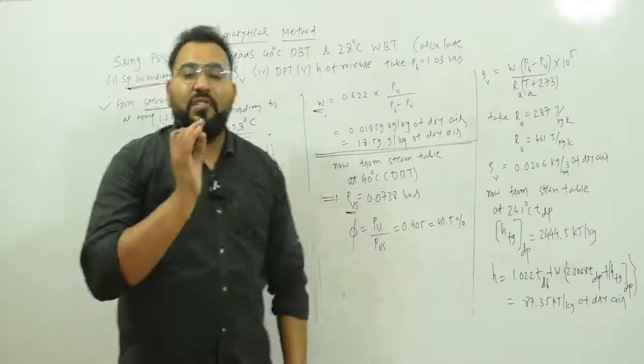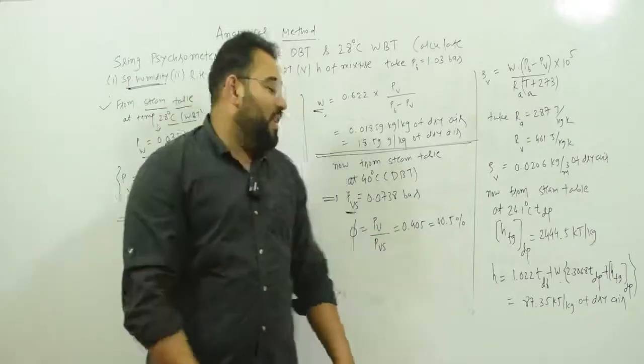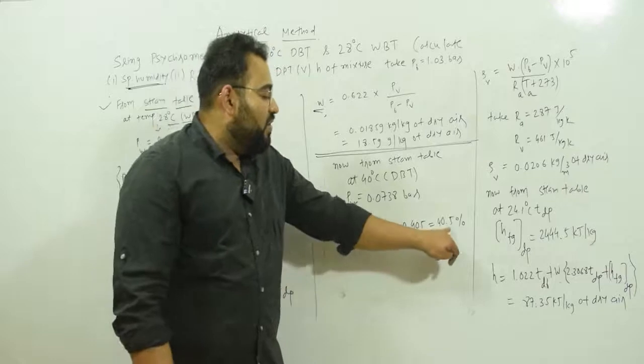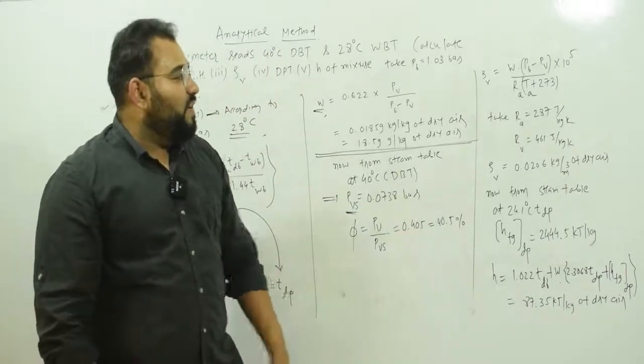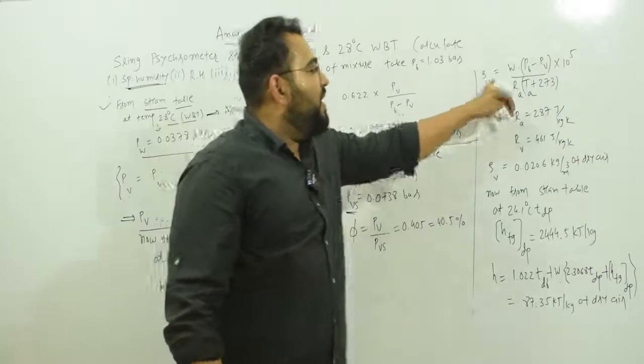But always remember, the answer of relative humidity is always in percentage. So convert it into a percentage value, which will be 40.5%. Okay, so this is how you can find this. Now the next thing we will find is vapor density.